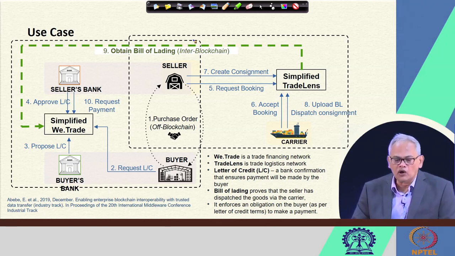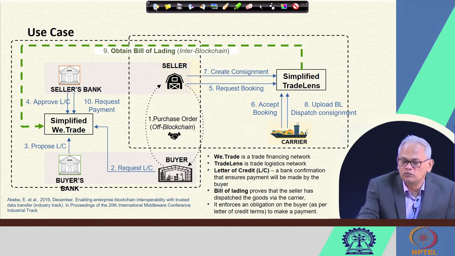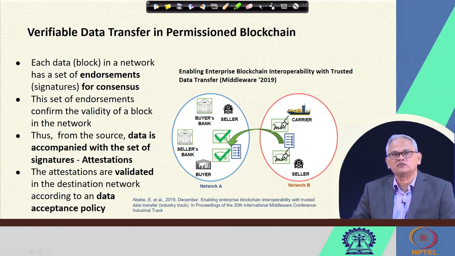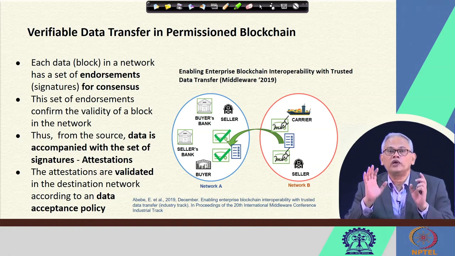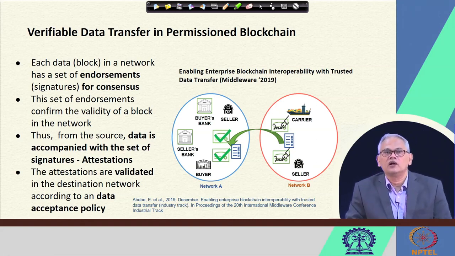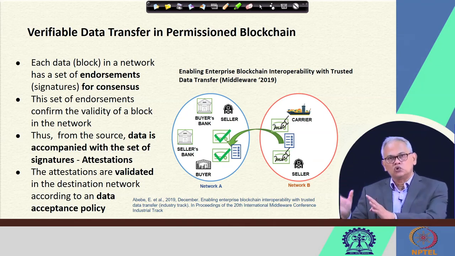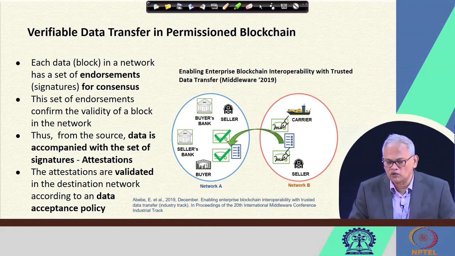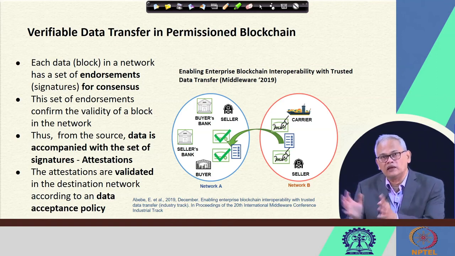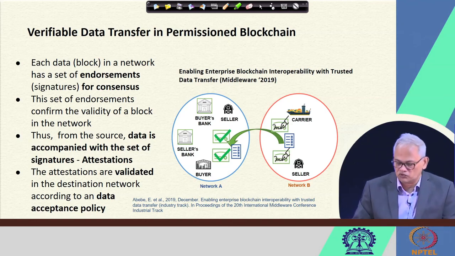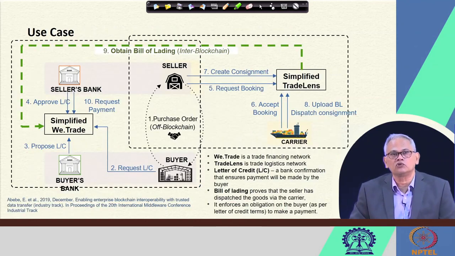Now, what we are really interested in is how this verifiable data transfer will take place in such a permissioned blockchain. We have first explained what the requirement is. Now, we are explaining how it really can be done. Each data block in a network has a set of endorsements or signatures for consensus. In the source network, which is network B, that is the sellers and the carrier's network, the TradeLens network as we said, network A is the destination network, which in the example we talked about is the We.Trade network.